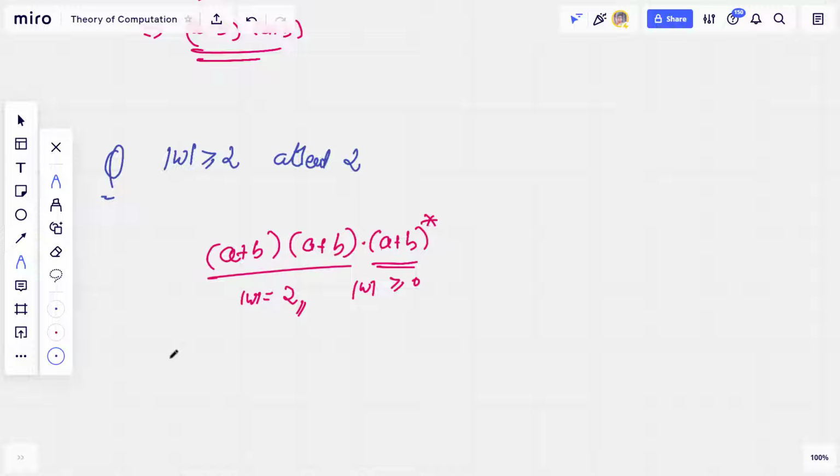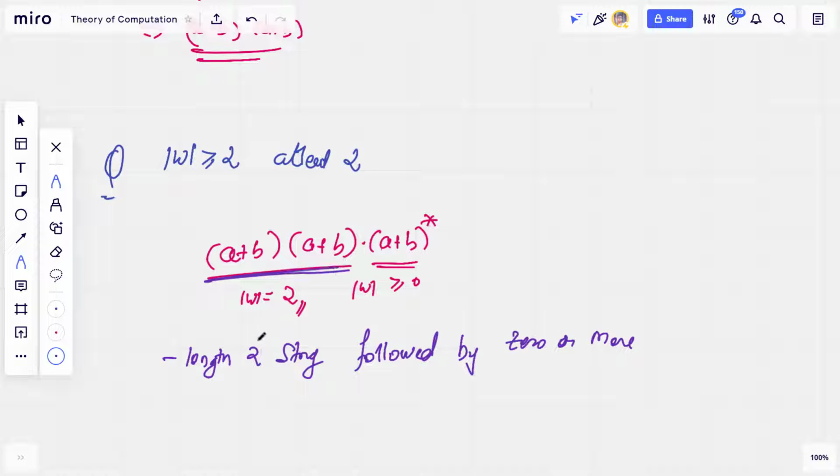Let me write it, it's simple. It is a length 2 string followed by a 0 or more length string, right? That's what makes the string length at least 2. This makes sure the string length is at least 2: the string length is 2, and this guy accounts for the at least part. So a length 2 string followed by a 0 or more length string. That's what this guy does, right?